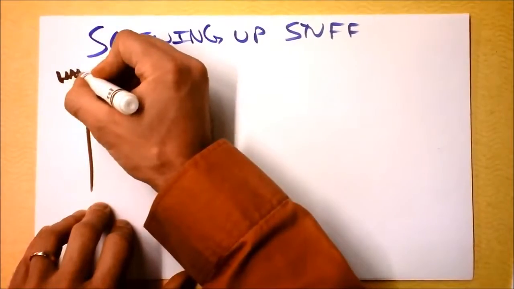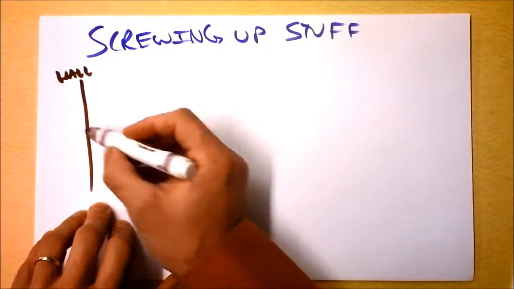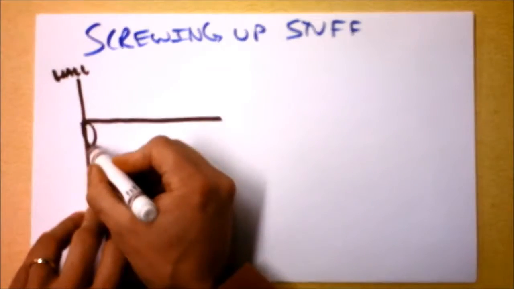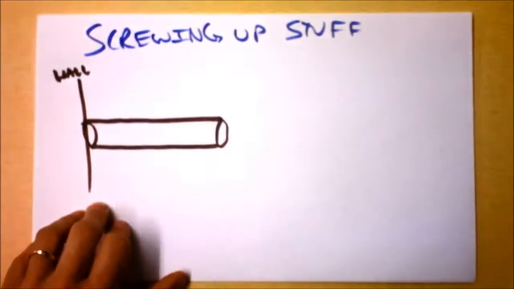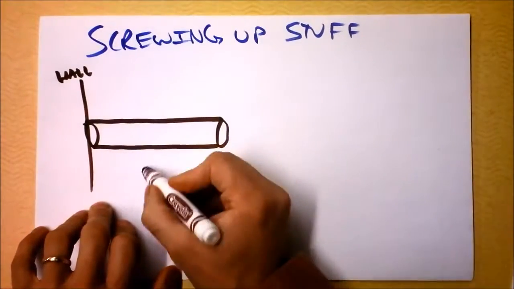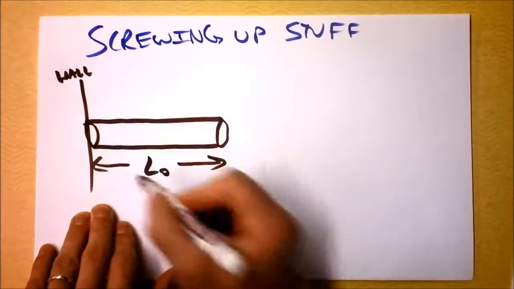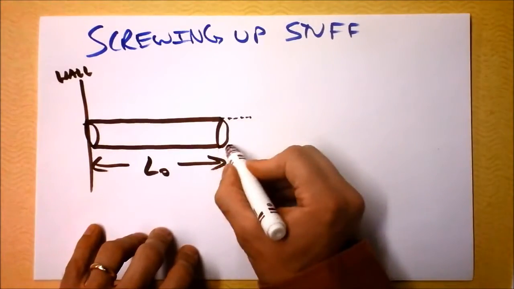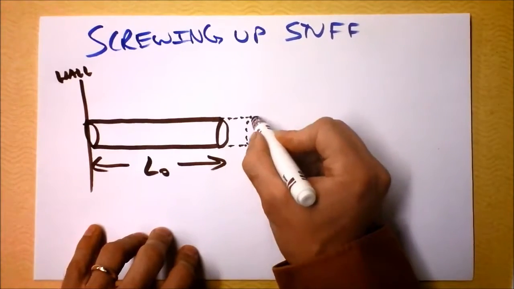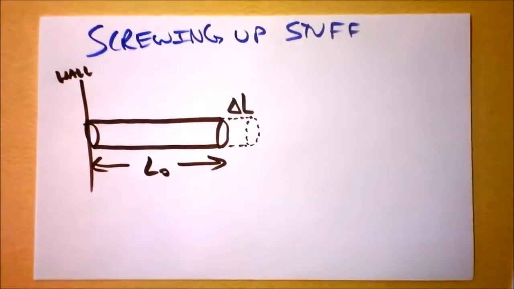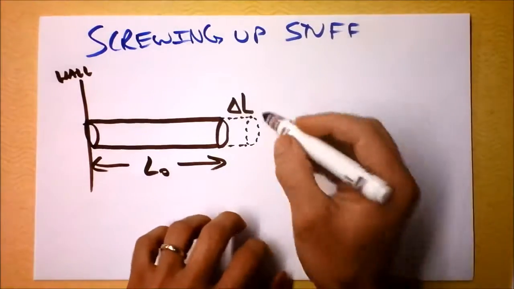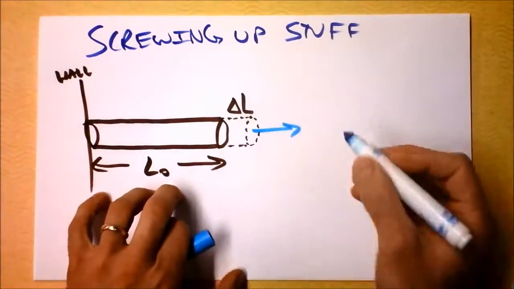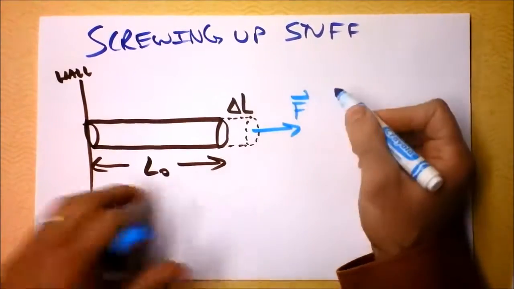Here's a wall, and I want to bolt a cylinder to it. So here's my cylinder of stuff that I'm planning to screw up, and I want to apply a force to this stuff. It's starting out with an initial length of L naught. I want to apply a force to it, and that's going to cause it to lengthen. And it will be here later on. That change in length is what I'm presumably going to be measuring, and that happens when I apply a force here, let's just call it F, that force that way.